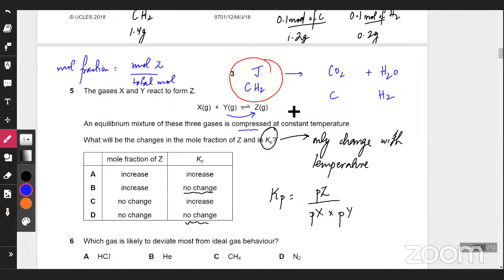So if it shifts to the right, that means the moles of Z are going up. You have more moles of Z, and the total moles of the gas would actually decrease, because 2 moles of X and Y would react to form 1 mole. So the total moles of gas would actually decrease. So this would actually be going down. Is this point clear?